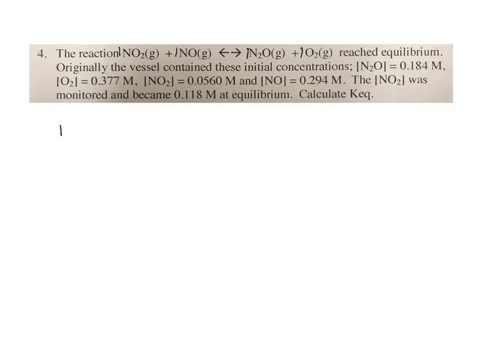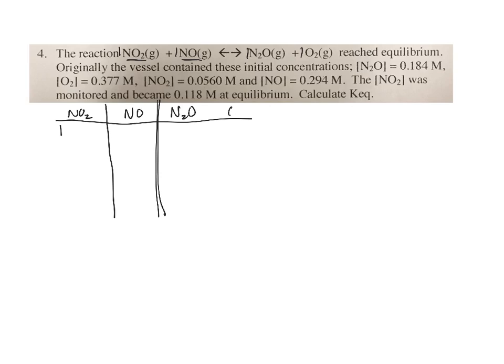So initially, what do we have? On the left side, we've got NO2 and NO. And then on the right side, I've got N2O and I've got O2. And all the ratios are 1 to 1 to 1 to 1. Okay, so initial, change, equilibrium. Going a little crazy with my lines here.